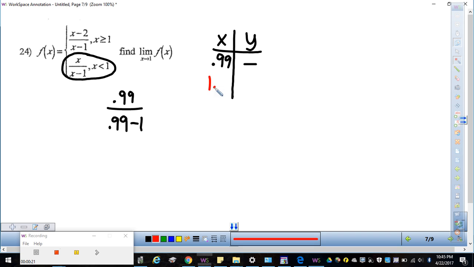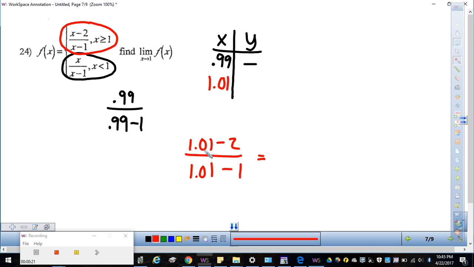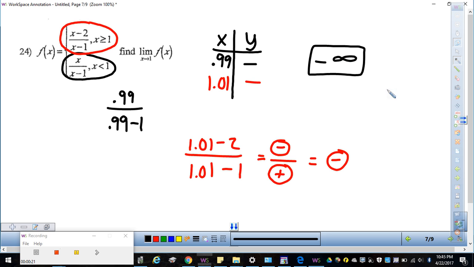Now, on the other side of 1, we could plug in 1.01. Because that's greater than 1, we're going to need to plug it into the top function. So that's going to end up being a negative over a positive. And a negative divided by a positive is a negative. All right, so because they're the same sign, they're going the same direction, so we can say that our limit then will be approaching negative infinity.